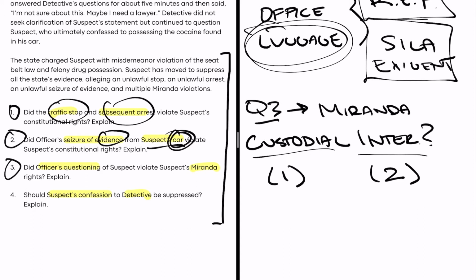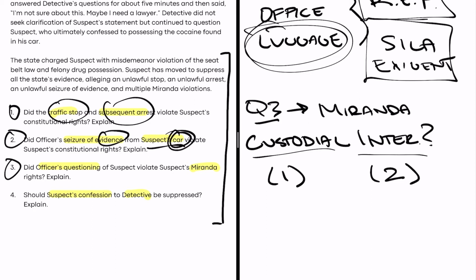If it was a custodial interrogation and he failed to inform the suspect of his Miranda rights, then yes, that could be a Miranda violation. But if it's not a custodial interrogation, then Miranda v. Arizona is not even triggered. So we'll really be thinking about whether we have a custodial interrogation.